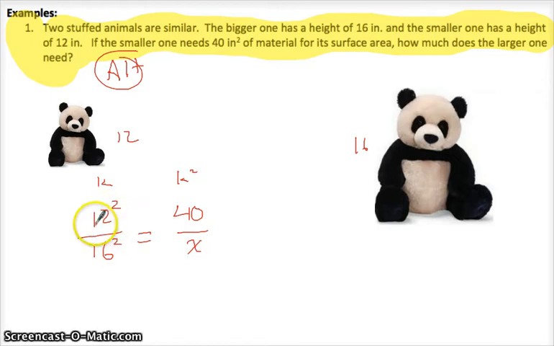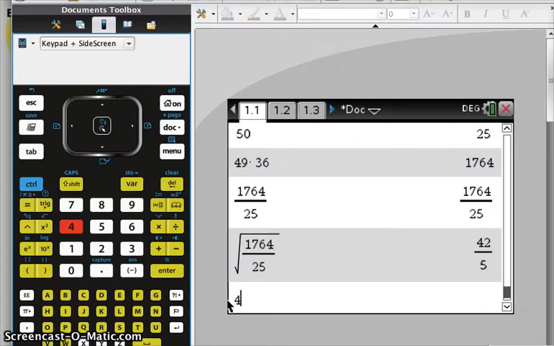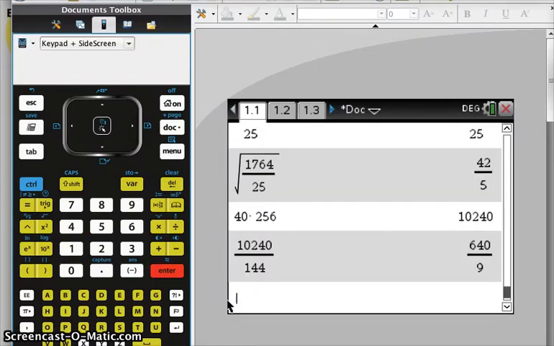Okay, well this is kind of a pain because what's 12 squared? I mean, these numbers start to get huge. This is 144 over 256. This equals 40 over x. I could, let's say next step would be 144x equals, oh my gosh, 40 times 256. Numbers are big, but you know what? It works. So what's 40 times 256 divided by 144? I get 640 over 9.